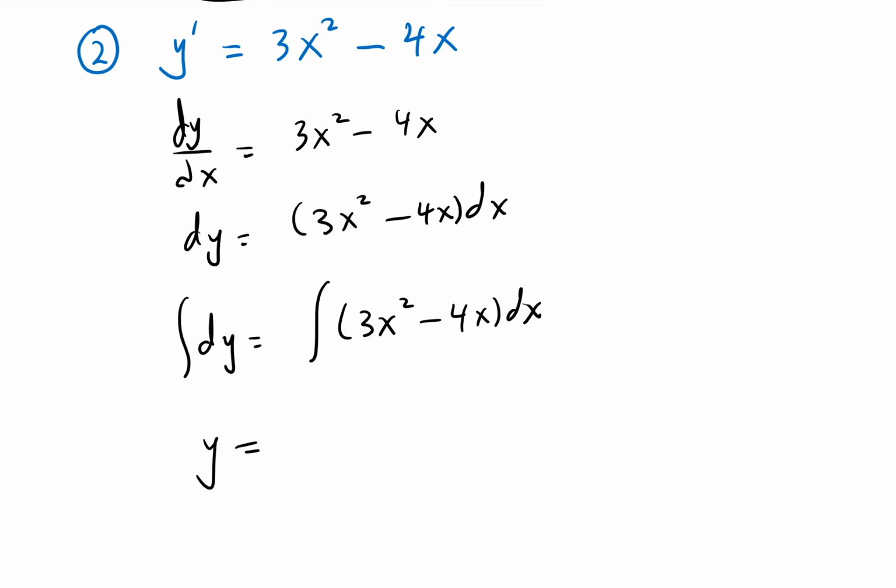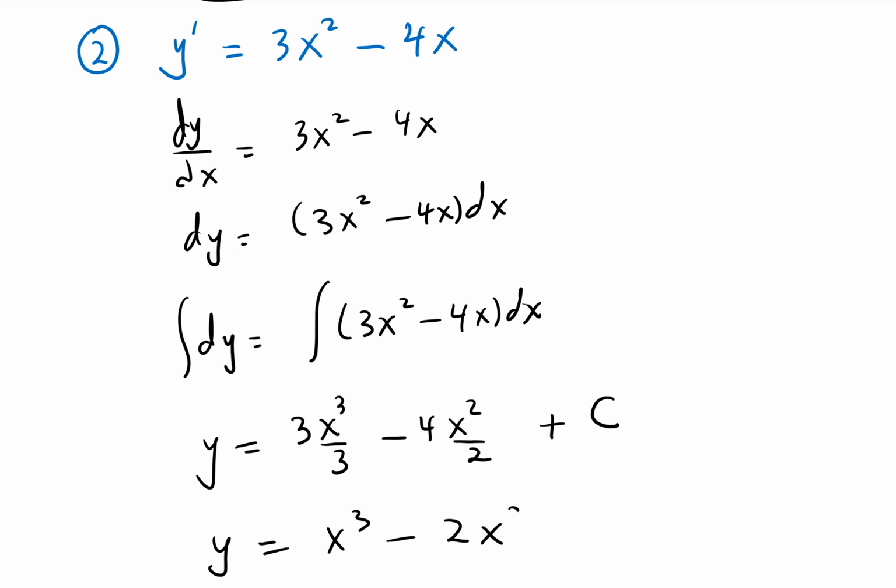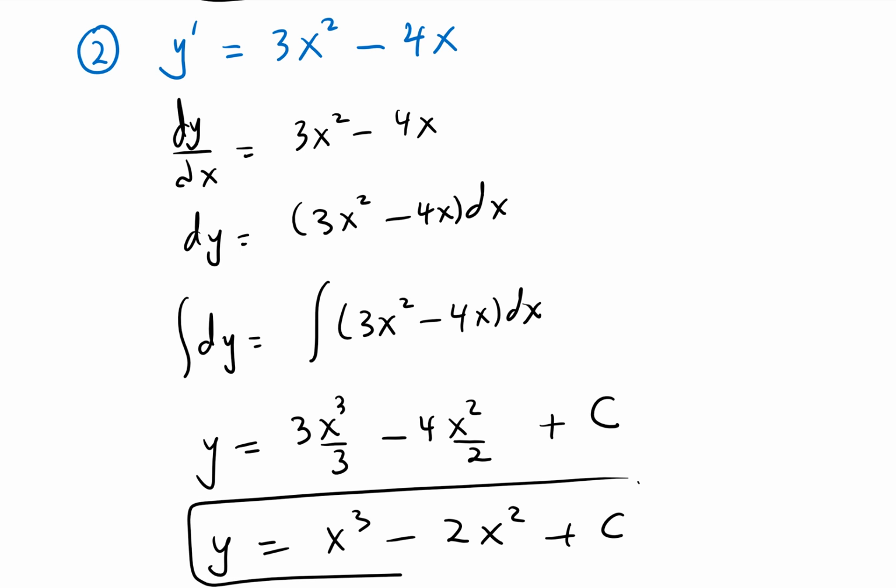Y equals. To find the antiderivative or the integral, we integrate them one at a time. The integral of 3x squared is x cubed. The integral of 4x is 2x squared. Don't forget the plus c. Simplifying gives me x cubed minus 2x squared plus c. So that's the general solution.